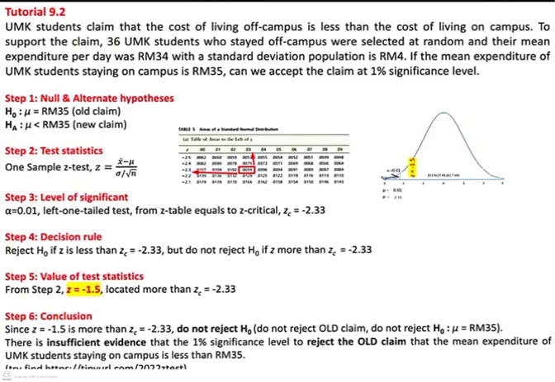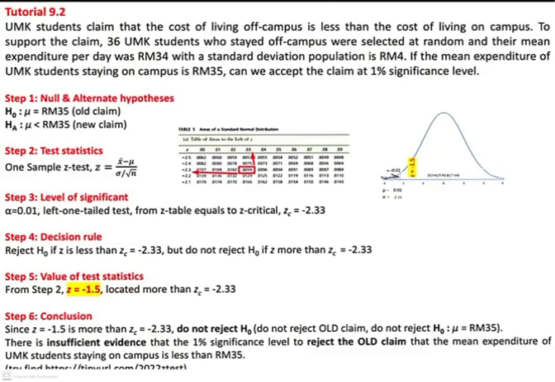The question is: UMK students claim that the cost of living off campus is less than the cost of living on campus. To support the claim, 36 UMK students who stayed off campus were selected at random and their mean expenditure per day was RM34, with a population standard deviation of RM4. If the mean expenditure of UMK students staying on campus is RM35, can we accept the claim at 1% significance level?